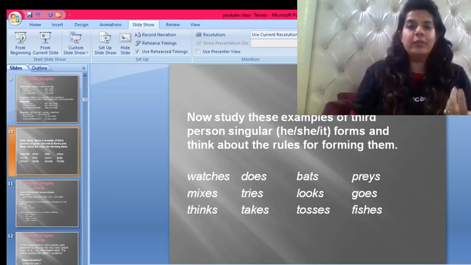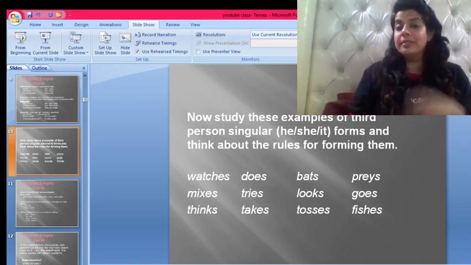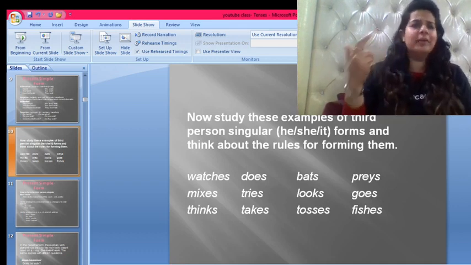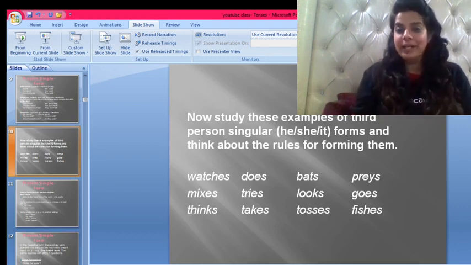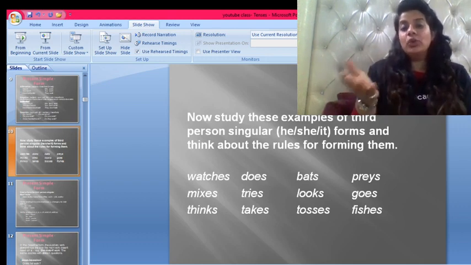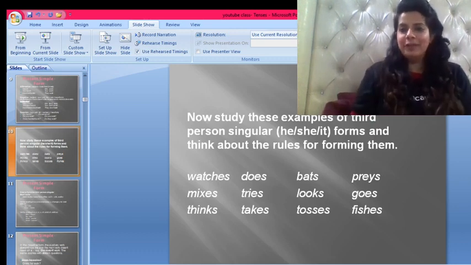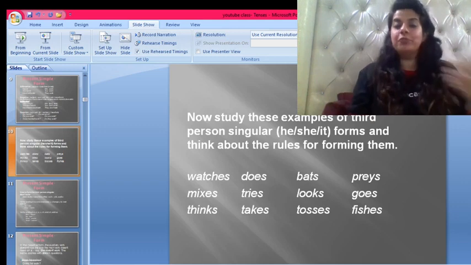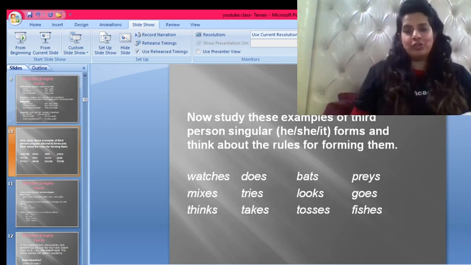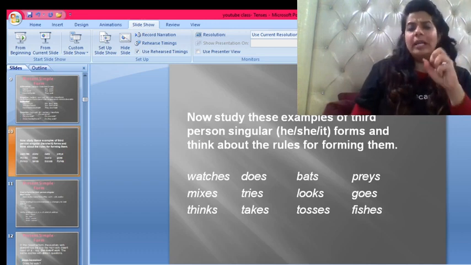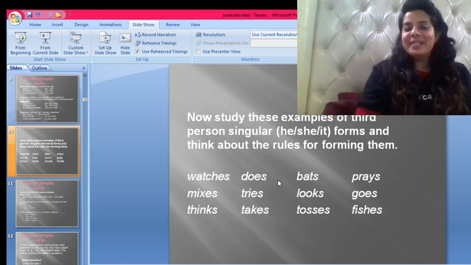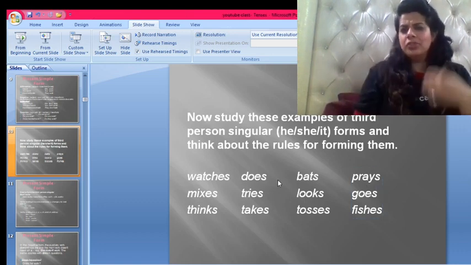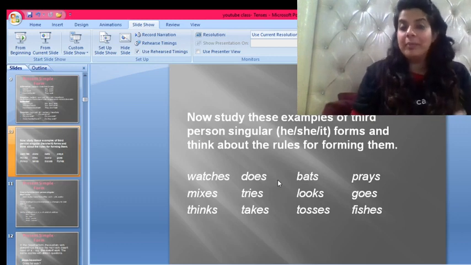She bats every time she doesn't bring a bat. He looks wonderful when he wears specs. She tosses her hair back onto her shoulders. He prays to God every day. Okay? She goes to the park with her friends. Fine. He fishes every day. So fishes is a verb here. It means to catch fish. Okay? Now, when I am using these, just try to understand what changes are happening.